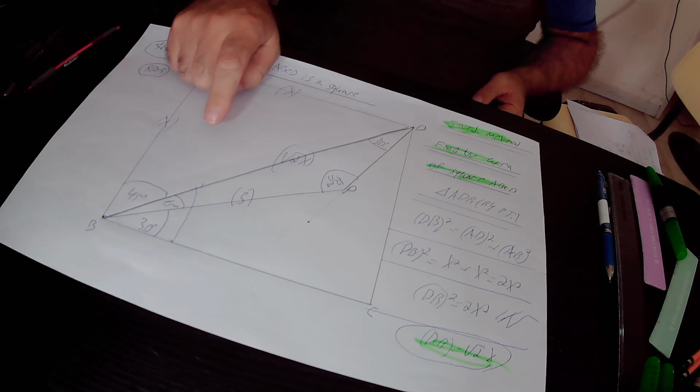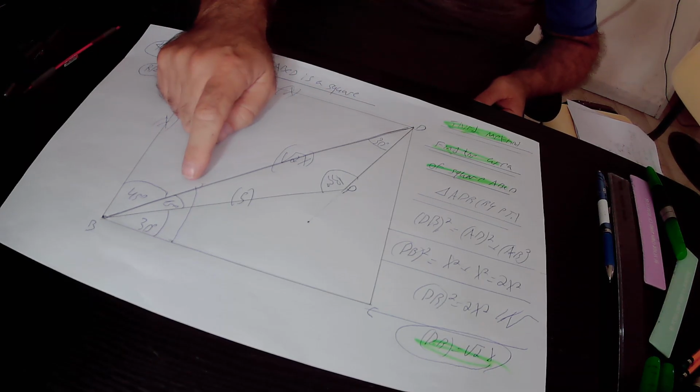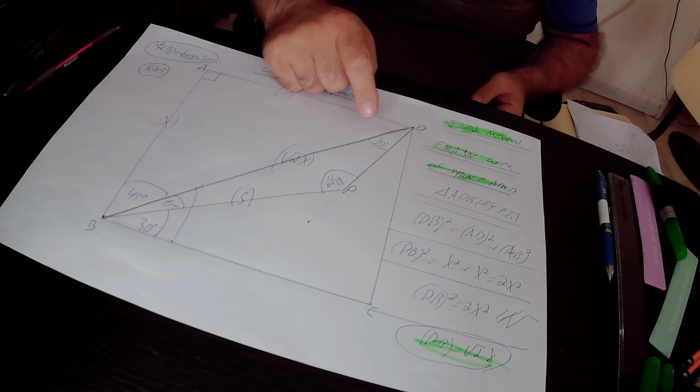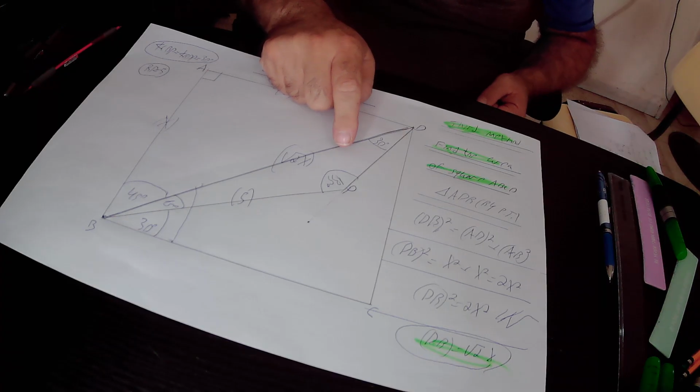In triangle BDP, 15 degrees plus 30 degrees is 45 degrees, and therefore this third missing angle must be equal to 135 degrees in its size, according to the rule that the sum of the angles in any triangle is equal to 180 degrees.